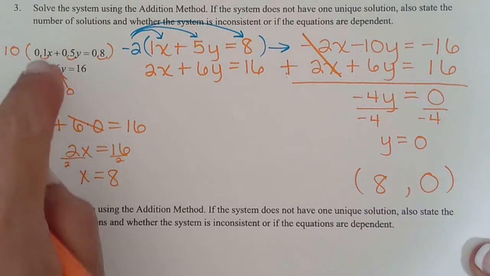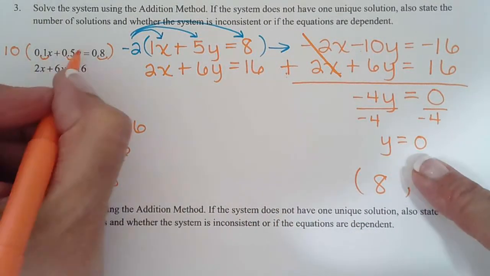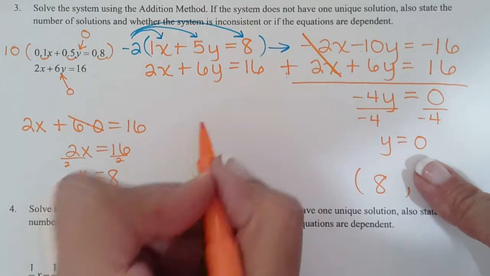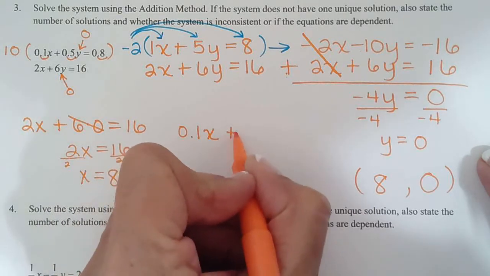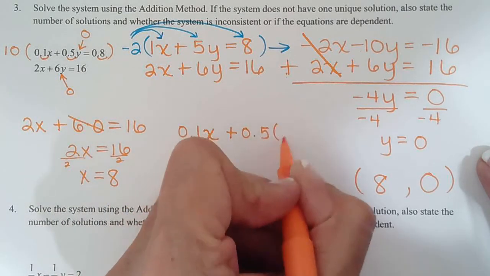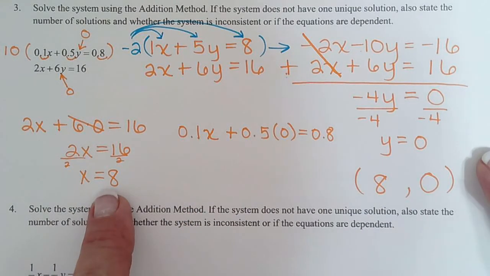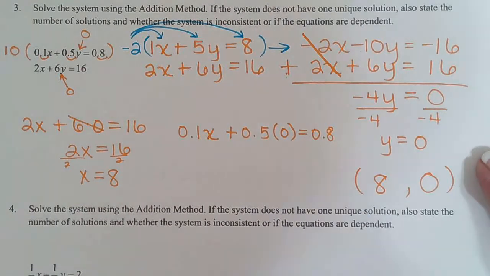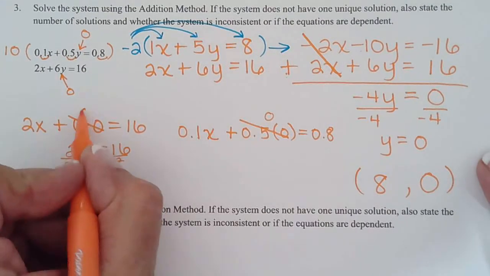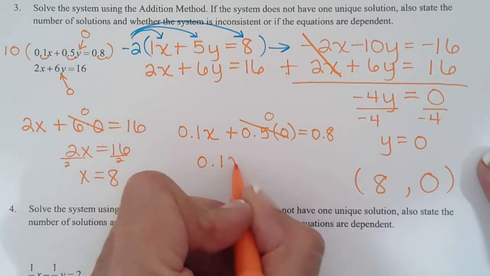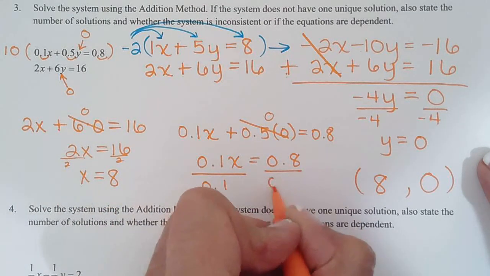So let's go ahead and put it into this one. That way I don't have to do a check. So now we're putting 0 in for this y. So we have to keep our decimals in for the check. So 0.1x plus 0.5 times 0 equals 0.8. Once I solve this, if I get the answer 8, I can go, woohoo! That means I got it right. So this time 0's gone. That's just 0. So I get 0.1x equals 0.8. Divide both sides by 0.1.